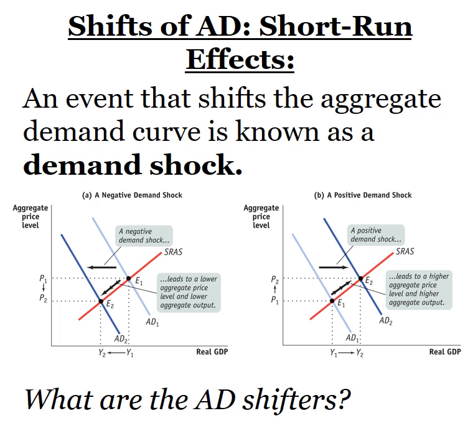Now, if long run was here, it wouldn't really mess anything up. We could have our long run supply. You would just need to label it LRAS.